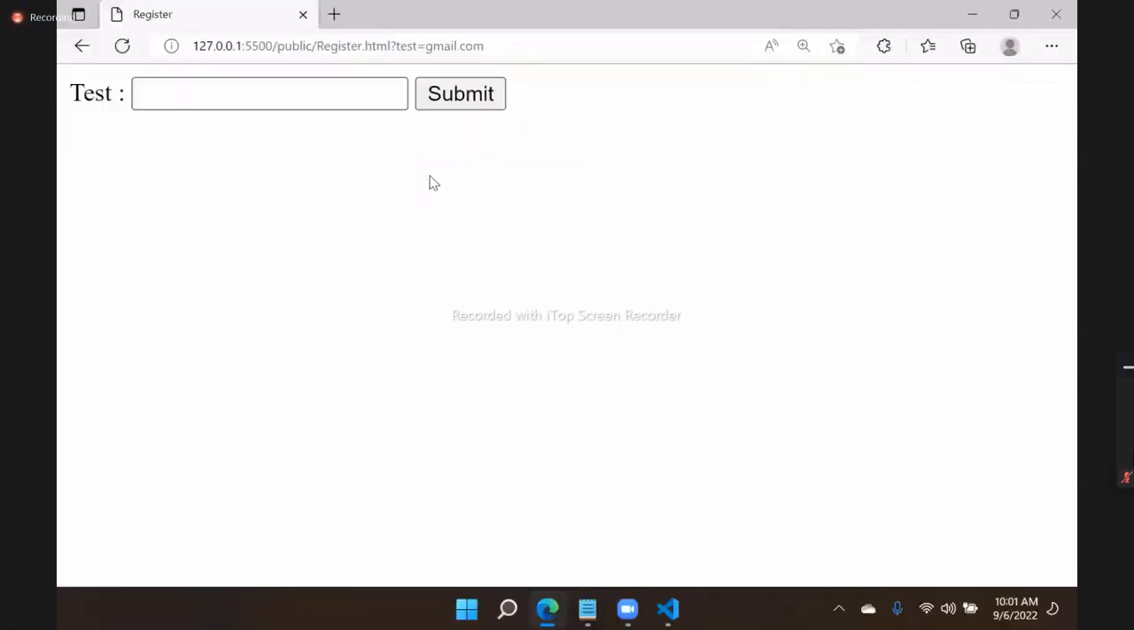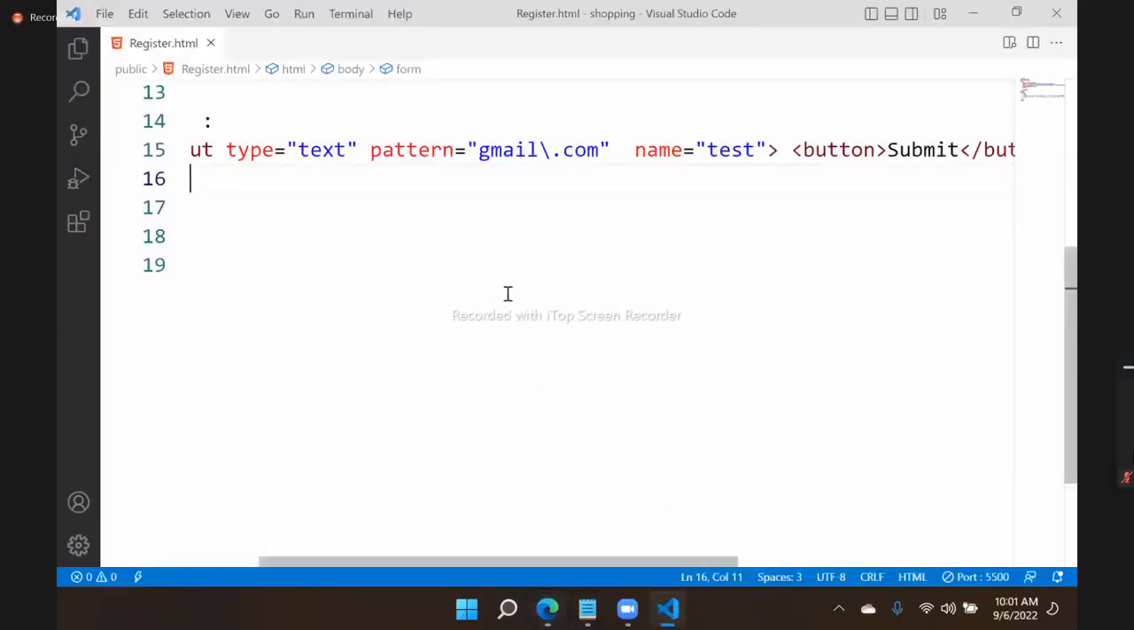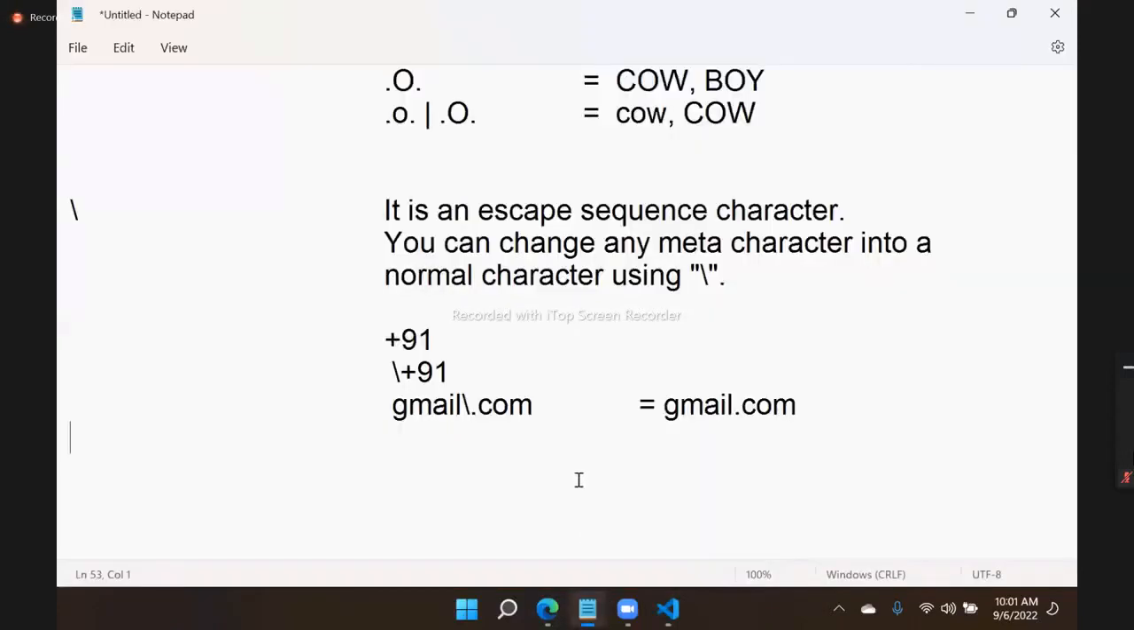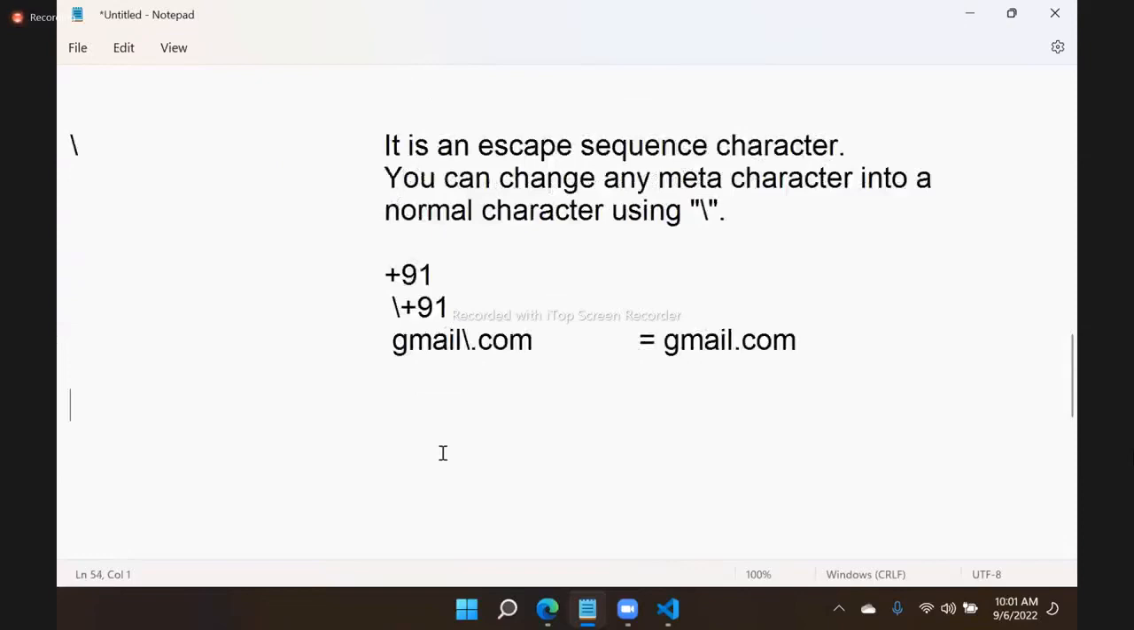Otherwise, the dot is considered a meta character, and we don't want that. So we want to convert the meta characters into characters. Wherever a meta character is working, we can suppress that and convert it into a character. For that, you have to use this. Not only for that, for question marks everywhere we have to use this. So slash is one option for how we can define it.